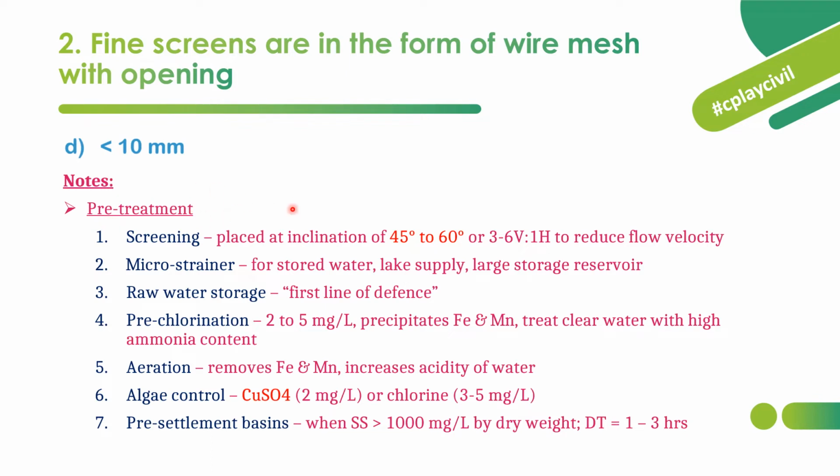Before sedimentation and flocculation, we have to pre-treat the water. By using pre-treatment, we can get rid of the coarser particles by using screening, micro strainer, and raw water storage. If the water has high ammonia content, then we can go for pre-chlorination. Then aeration, algae control with copper sulfate, and last the pre-settlement basins. So we now know about the pre-treatment techniques. Now let's move on to the next one.